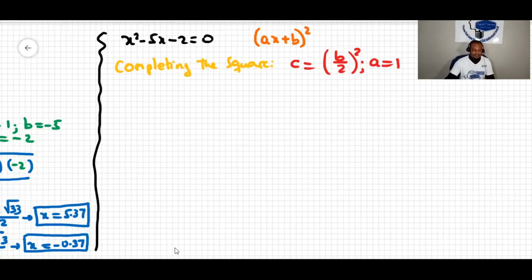Then, because you have x squared minus 5x minus 2 equal to 0, we're going to move the negative 2 over. It becomes positive 2. So now we need to complete a C value over here, such that we have a perfect square. So how can I do that? I said I'm going to use this formula. So I will sub in C will be equal to b, which is negative 5.